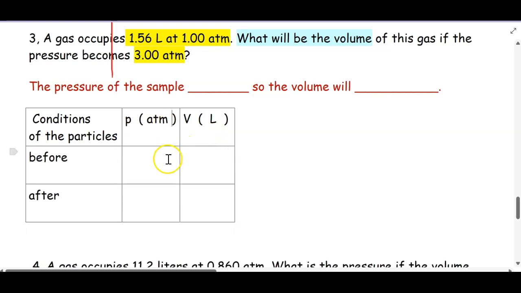Now you go ahead and fill in the table where this becomes the first set of conditions and this becomes the second set. I do 1 and 2 because isn't that easier than writing before and after? That's the reason we usually do that. All right, put the numbers in. Figure out what it is we're looking for.